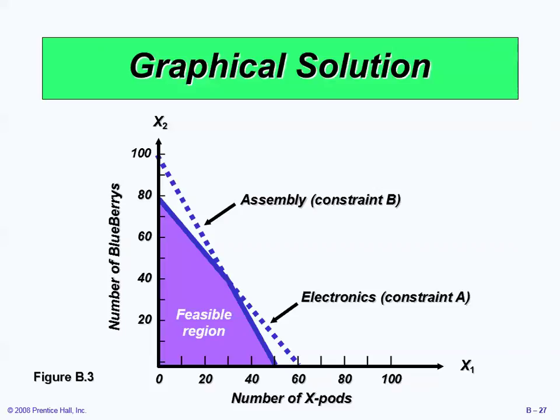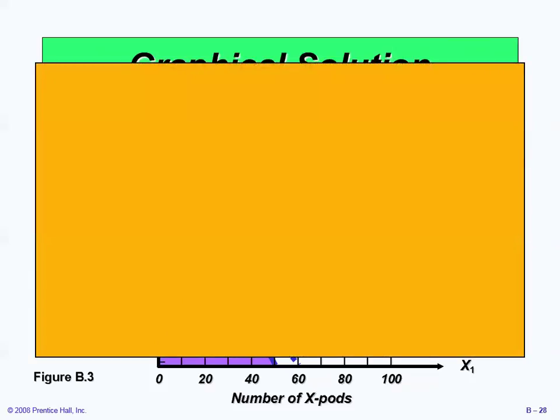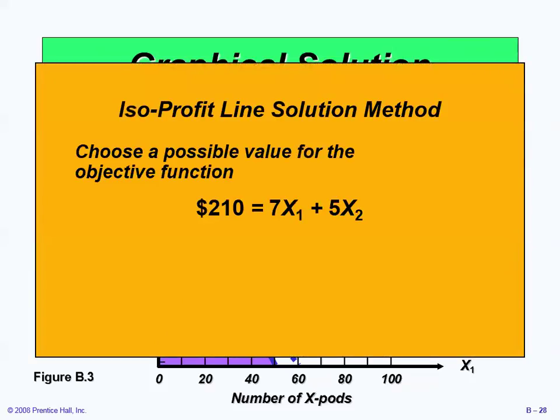Okay, so the overlap region of both of the constraints is what is called the feasible region, the set of all points satisfying all constraints. In other words, this is the set of all combinations of XPODs and blueberries that I can produce with the given resources. Now, out of these, I want the optimum value. I want the combination that gives me maximum total profit. Again, there are two ways of doing this. One is using the isoprofit line method.